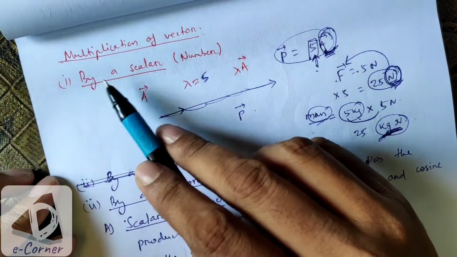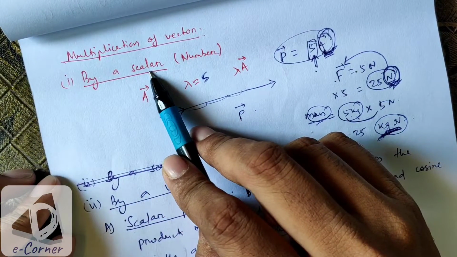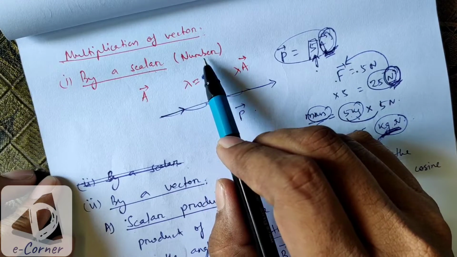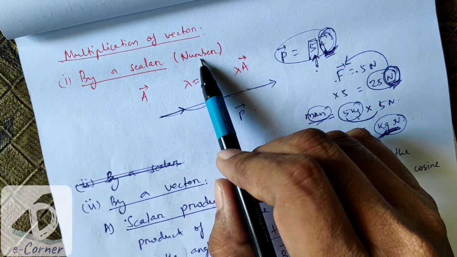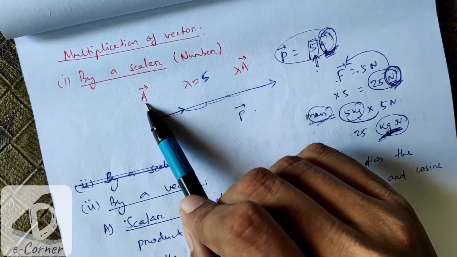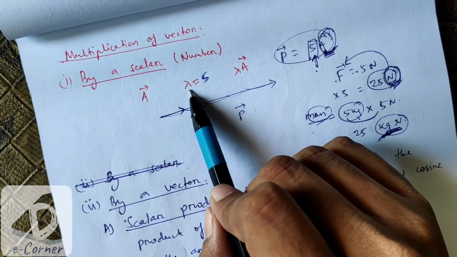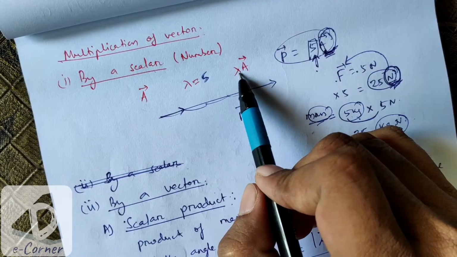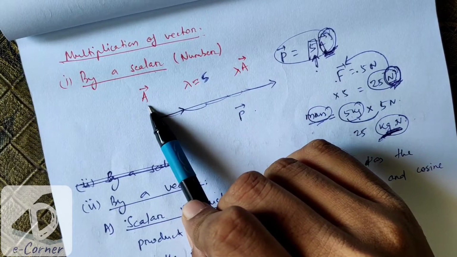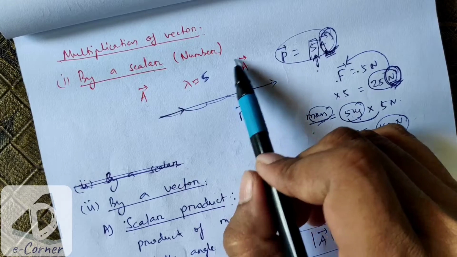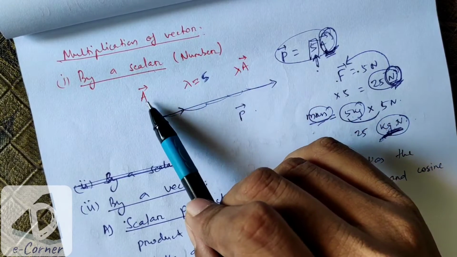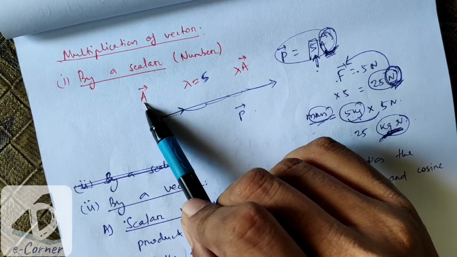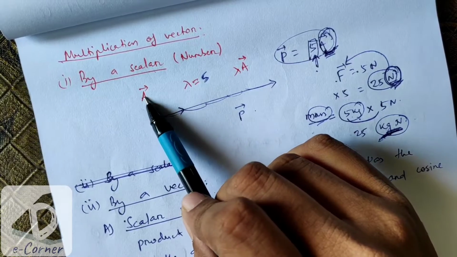Next is the multiplication of vectors. First one is by a scalar quantity. First we will see by a number. So when a number is multiplied with a vector, let's say the number is lambda, then the result will be lambda times that vector. Got it? So simply it is lambda times that vector and the direction is along the original vector, here vector A. Got it?